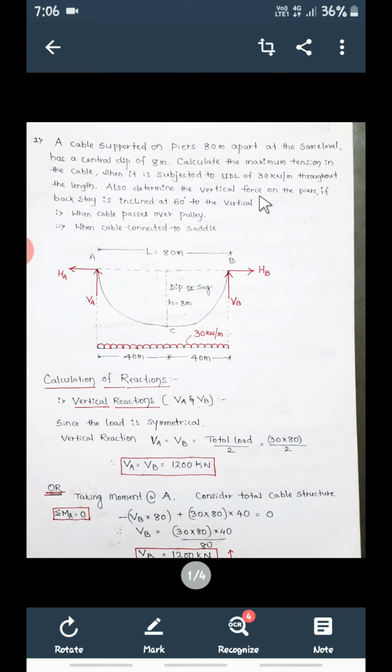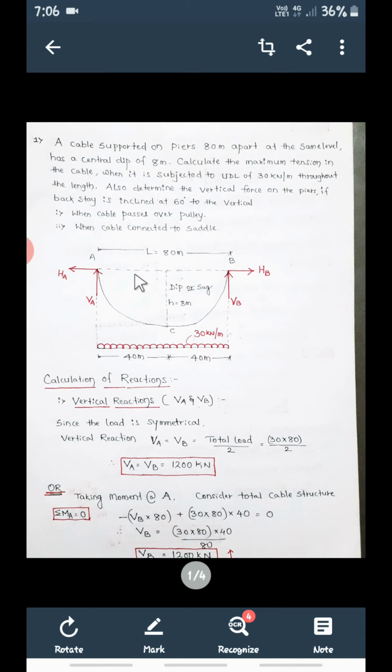Also determine the vertical force on the tower or pier if the backstay is inclined at 60 degree to the vertical. Okay, when there are two conditions they are given. For these two conditions, you have to find out the vertical force on the tower. First one is when cable passes over pulley, and second condition is when cable connected to saddle. Okay, so already we know what these two conditions are.